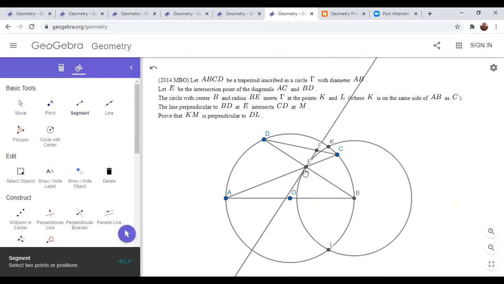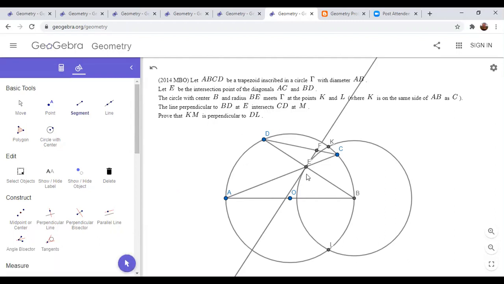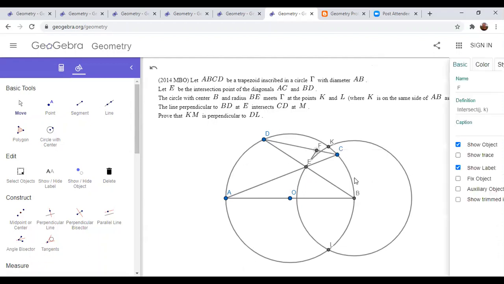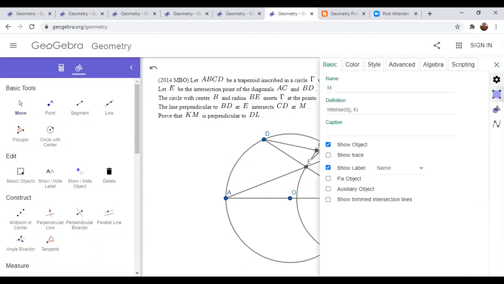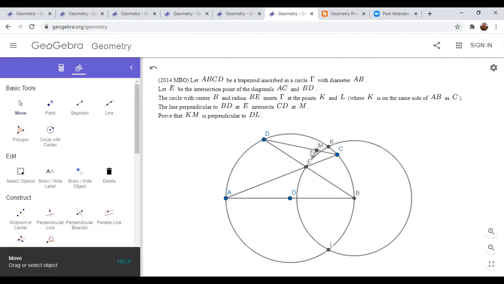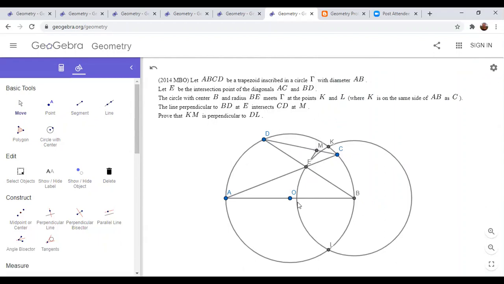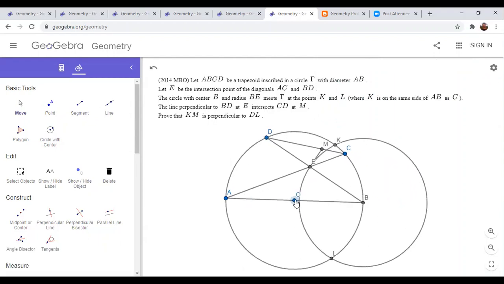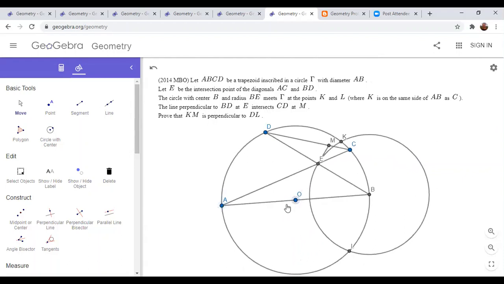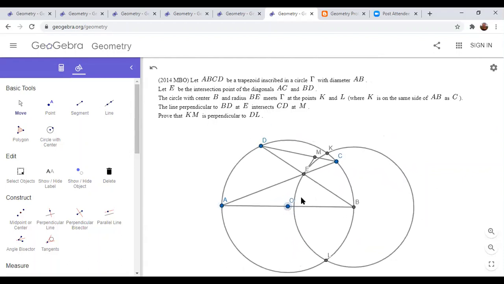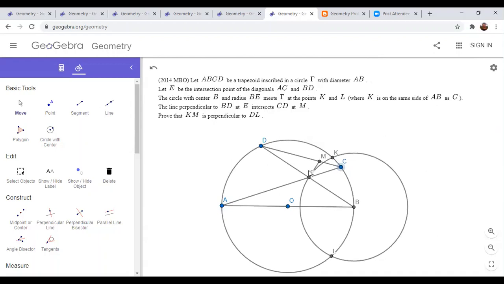All right. Okay. All right. Are you still there, Ram? Yes, I just got disconnected and I rejoined. It's all right. So yeah, this will be the last problem. We want to show KM is perpendicular to DL.